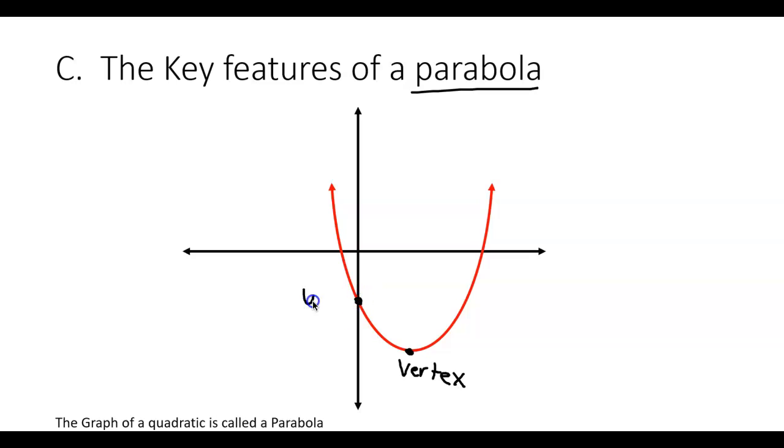Where it touches the y-axis is called the y-intercept. Where it touches the x-axis, those have different names. You can call them x-intercepts, but they're also known as roots or zeros. So they have a lot of different names.